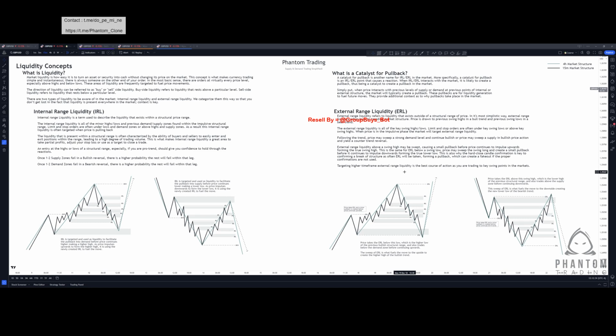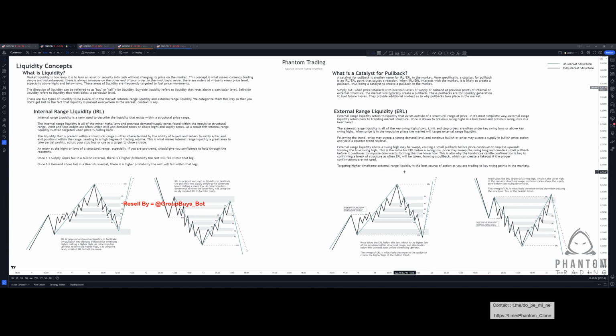When the price is in the impulsive phase, the market will target external range liquidity. Following the trend, price may sweep a strong level of demand and continue bullish, or price may sweep a supply in a bullish price action and yield a counter trend reversal. External range liquidity above a swing high may be swept, causing a small pullback before price continues to impulse upwards, forming the true swing high.